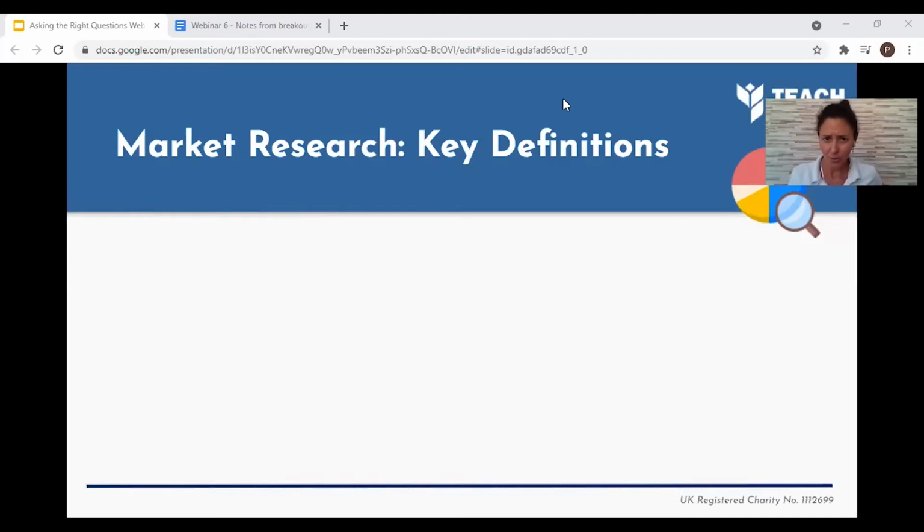I can see you are voting already. 1, 2, or 3. Let's start by agreeing the meaning of some keywords related to market research to get the foundations right, to get a good understanding of what we mean by what we say when we talk about market research. I can see number 2 is a winner so far, but we have 14% for number 1.